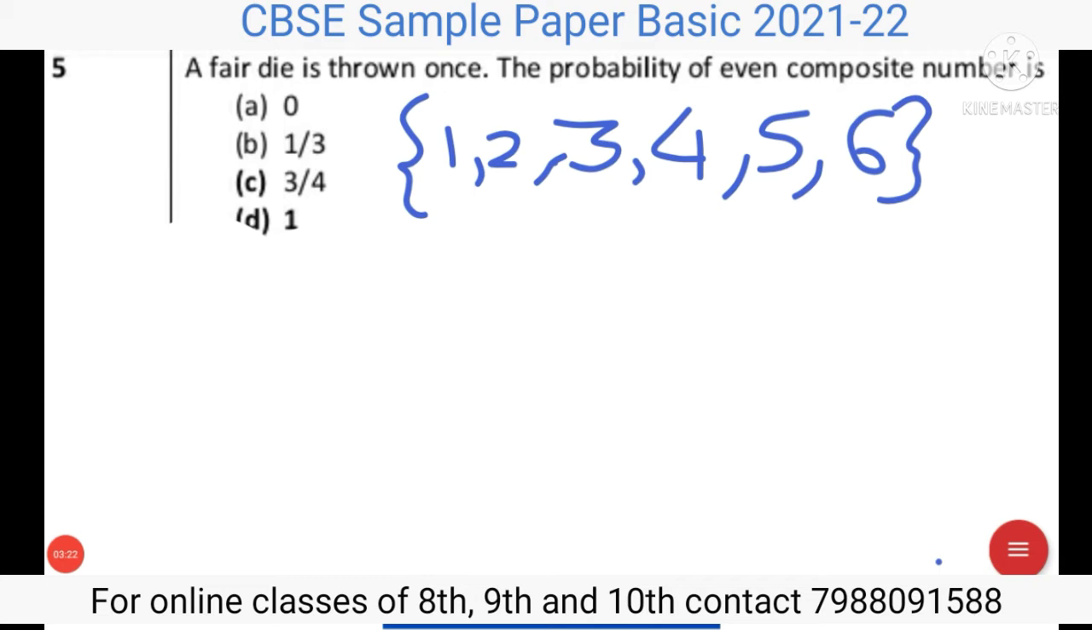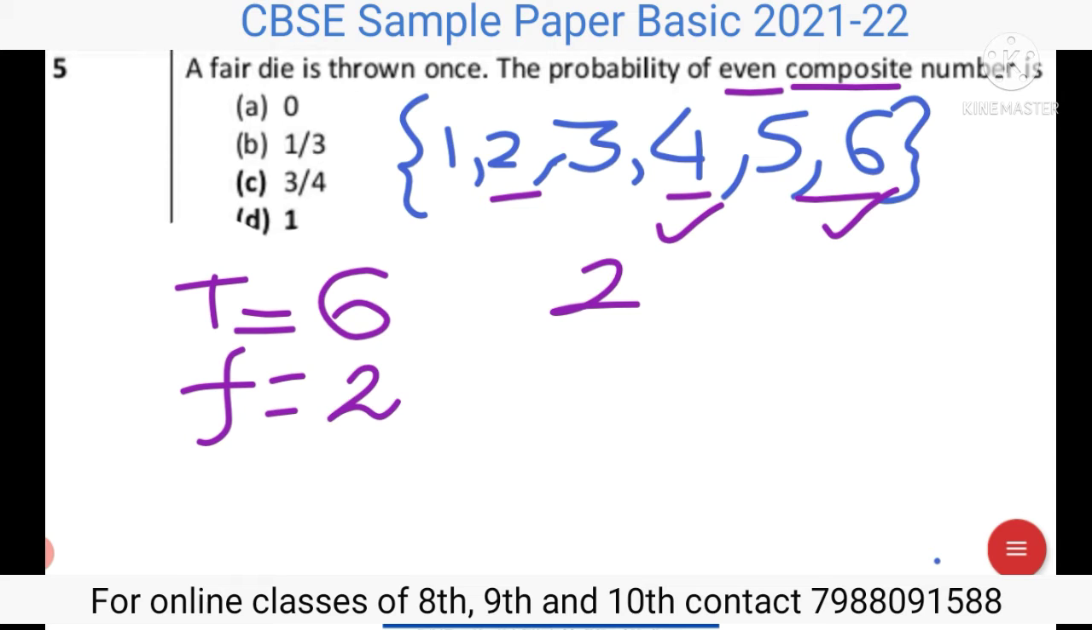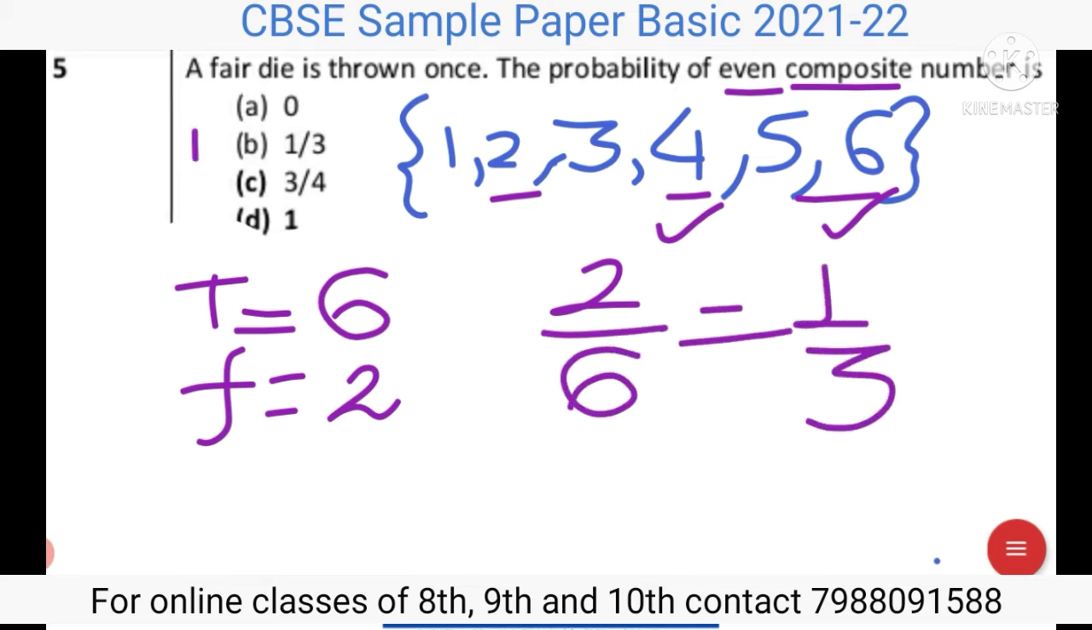Question number 5 says that a fair die is thrown. Find the probability of even composite number. So this is the sample space 1, 2, 3, 4, 5, 6. So number of total cases is 6. Now even composite number is the favorable case. Now even numbers are 2, 4 and 6, but 2 is a prime number. So 4 and 6 are the favorable cases. Hence favorable cases are 2 and our probability becomes 2 by 6, that is 1 by 3, and B is the right option.